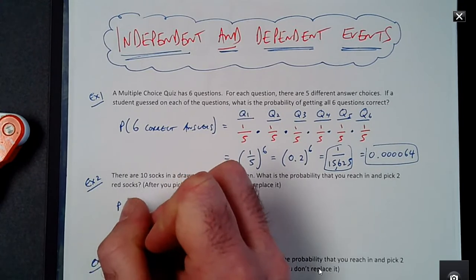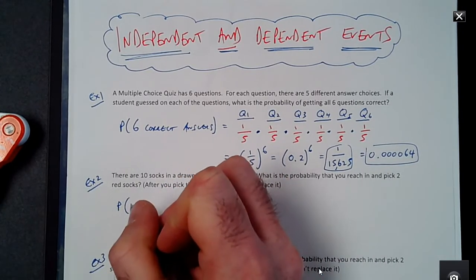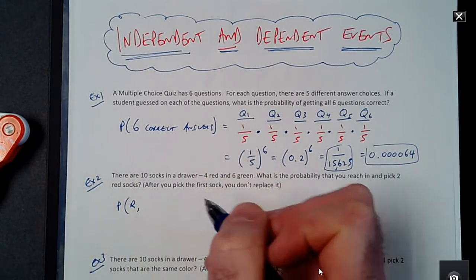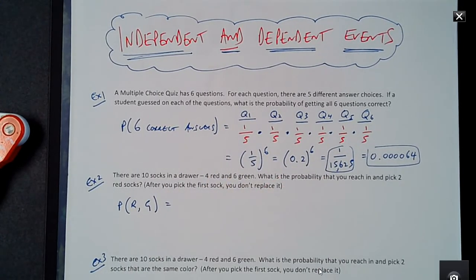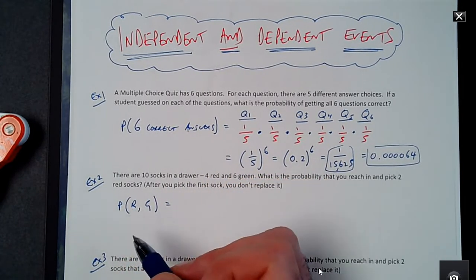Well, we want to find the probability that I get a red sock followed by a green sock. Yes, that's how I write my G's. They're kind of funny. All right, so let's start with the first choice.